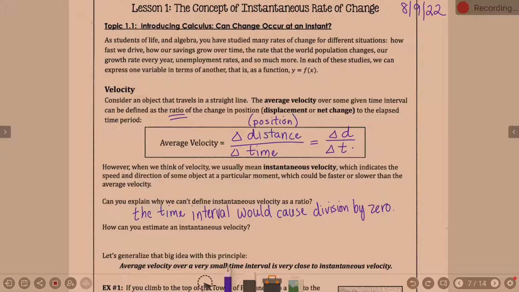And that's what we're going to practice with. We're going to take a time interval and shrink it, shrink it a little bit more, shrink it a little bit more, and look at what the common number is there. Okay, so we're making an estimate. So how can we estimate an instantaneous velocity? And the answer is to make the time interval very small, which we're getting ready to practice.